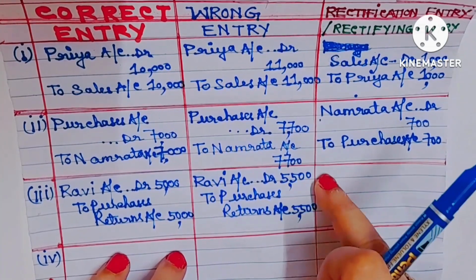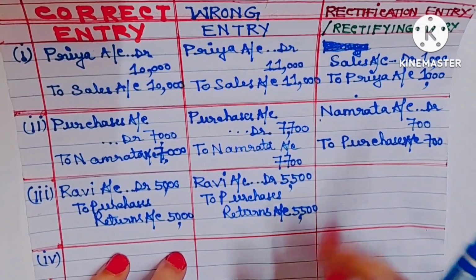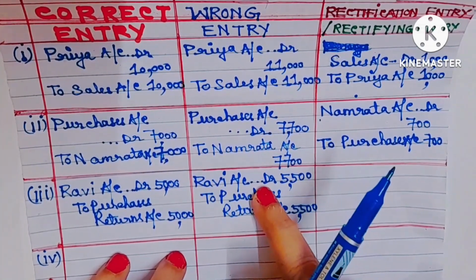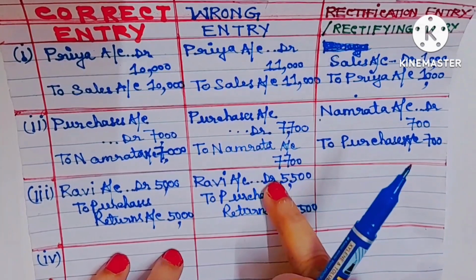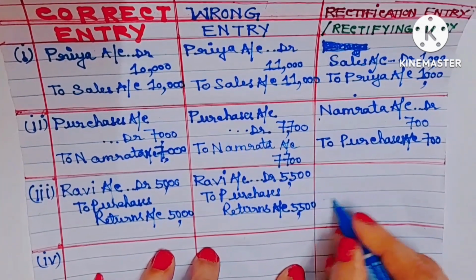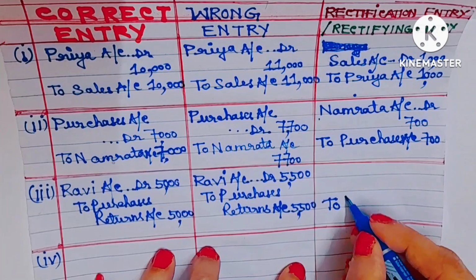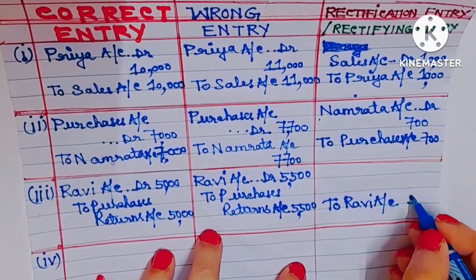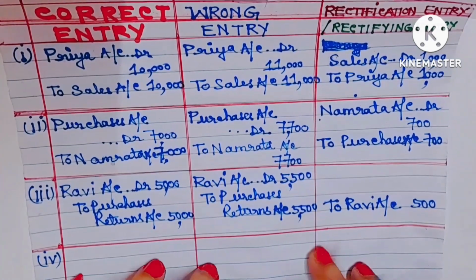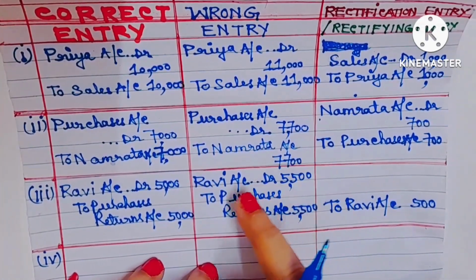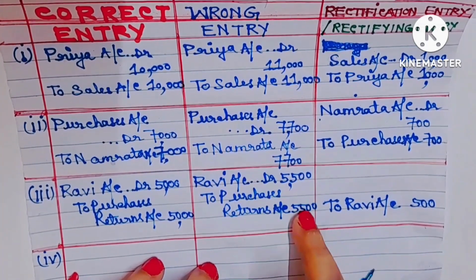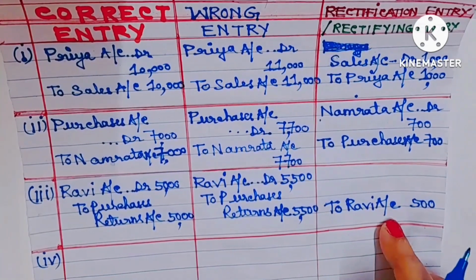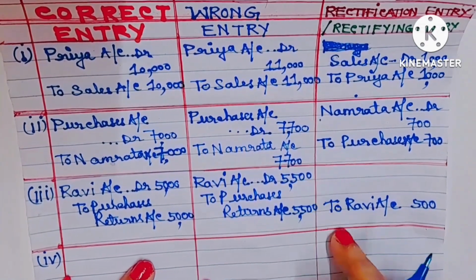So this 500 we have to decrease. How to decrease? I've told you the technique. Just pass the reverse entry. Here Ravi is on the debit side. Since Ravi is on the debit side, write Ravi on the credit side. Then 500 will be decreased. To Ravi account 500. What happens? 500 gets cancelled. Please remember, if the journal entry is on the debit side, you have to write it on the credit side with the differential amount. Just reverse the entry with the differential amount and the wrong amount will be rectified.